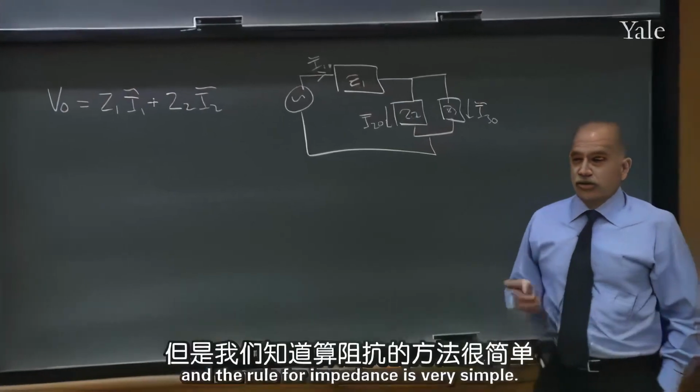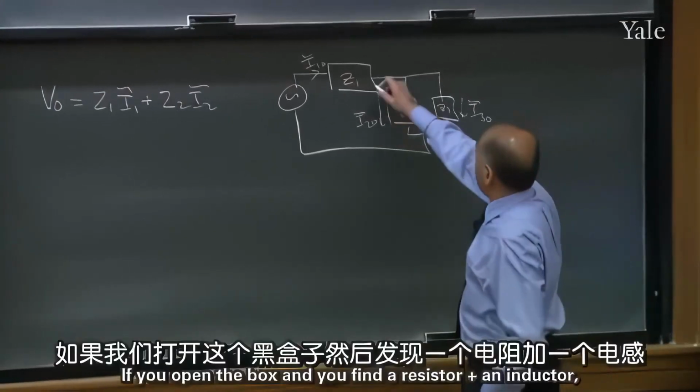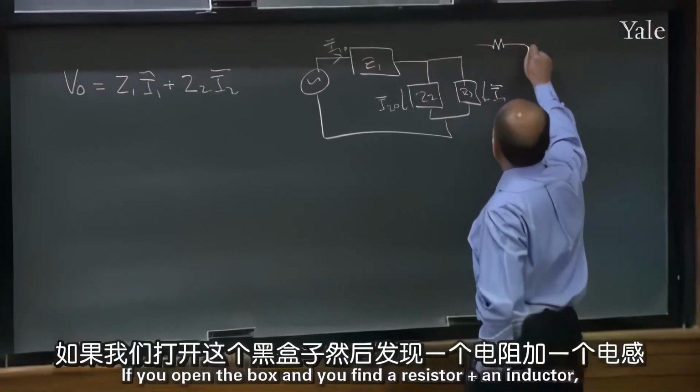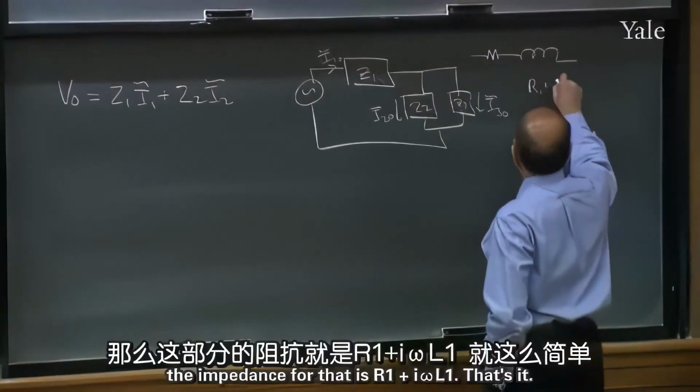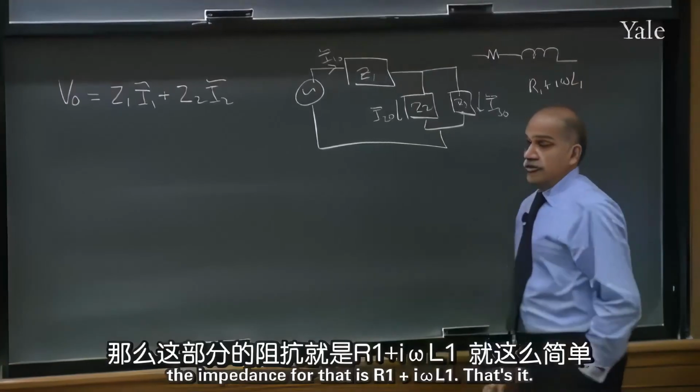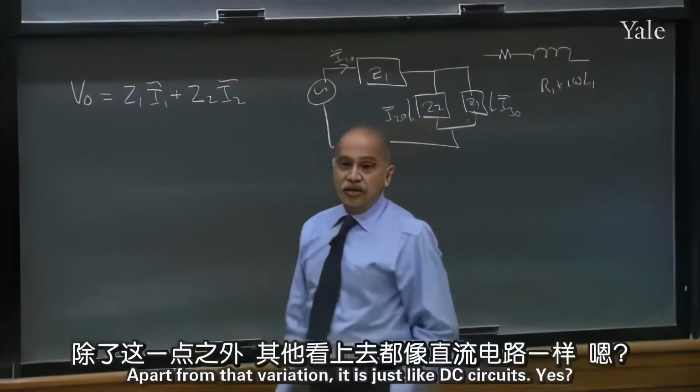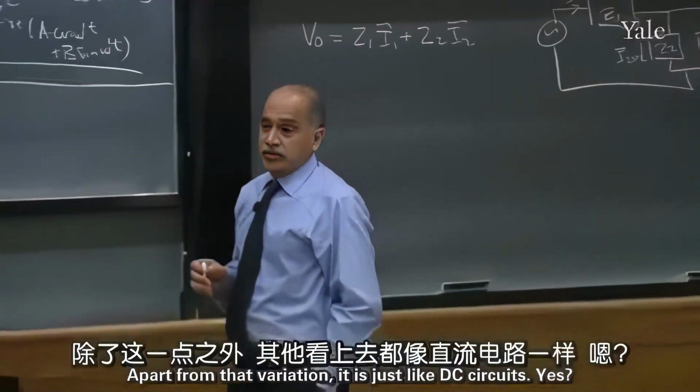And the rule for impedance is very simple. If you open the box and you find a resistor plus an inductor, the impedance for that is R1 plus i omega L1. That's it. Apart from that variation, it is just like a DC circuit.